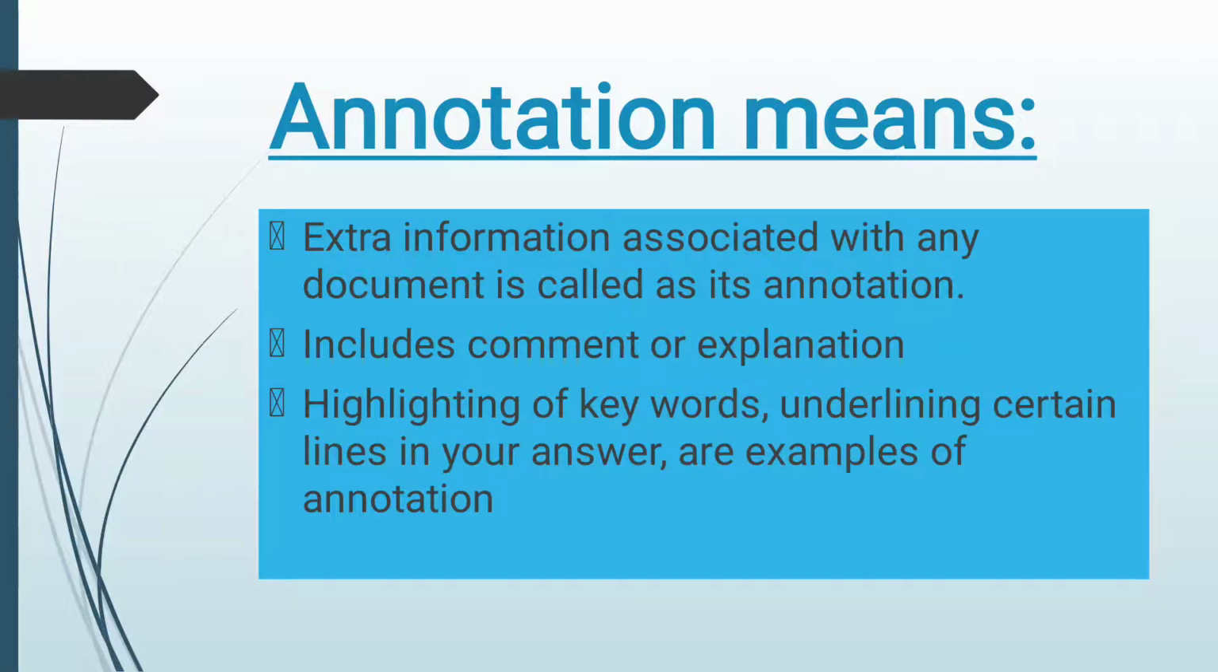For example, suppose I am teaching you in class and you are writing down your class notes. You have the notes, you have the book, you have all kinds of information already related with the same, but still you write your class notes. So these are extra information which you have gained in your classroom. This extra information is called annotation. Annotation includes comments, explanation, highlighting keywords, underlining certain parts of your answer. All these are examples of annotation.